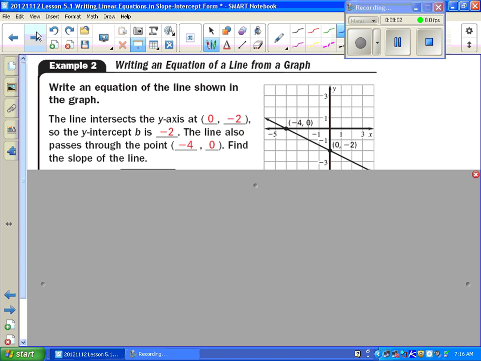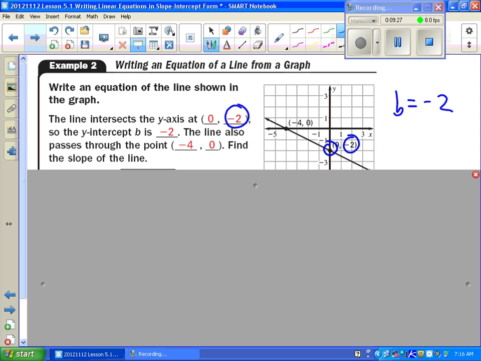Example number 2 says write an equation of a line from a graph. The line intersects the y-axis at (0, -2). So what you're going to do is look for where it crosses through your y-axis. It crosses through right there. Its y value is -2. You can see it here. It intersects at -2, so your y-intercept, or your b value, is -2.